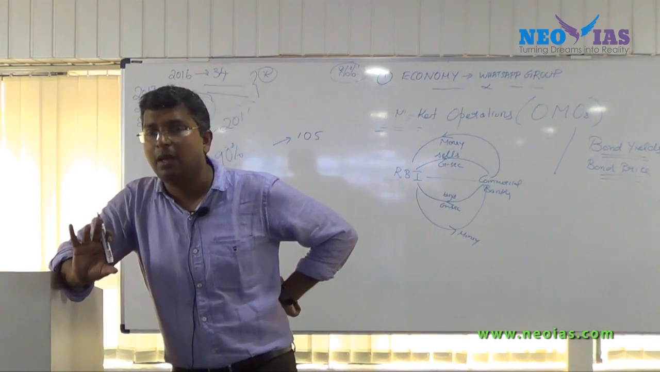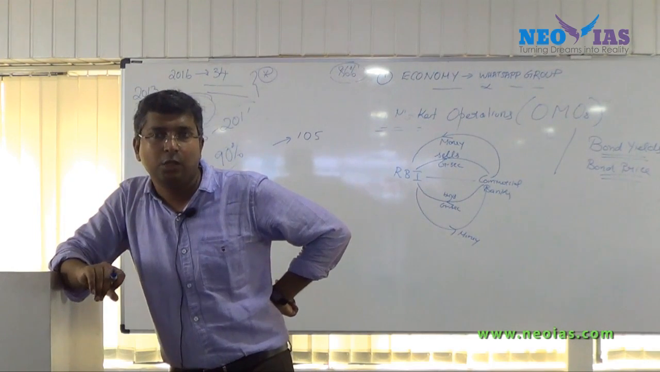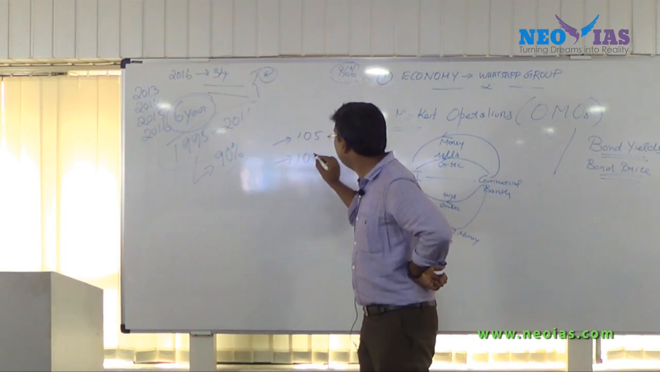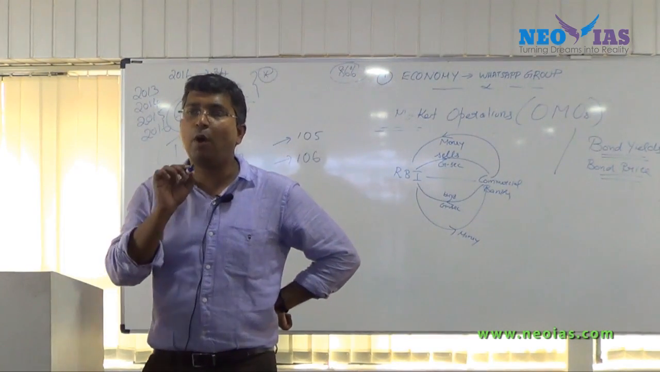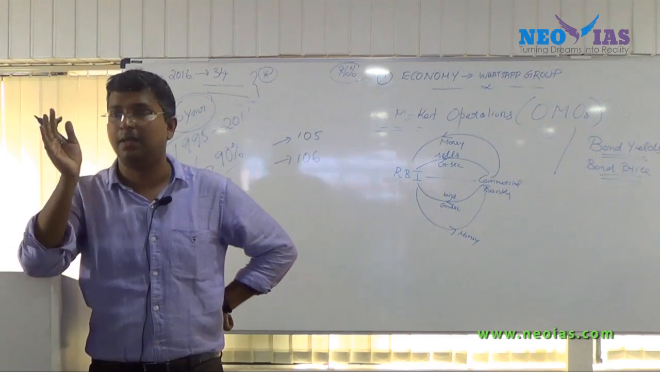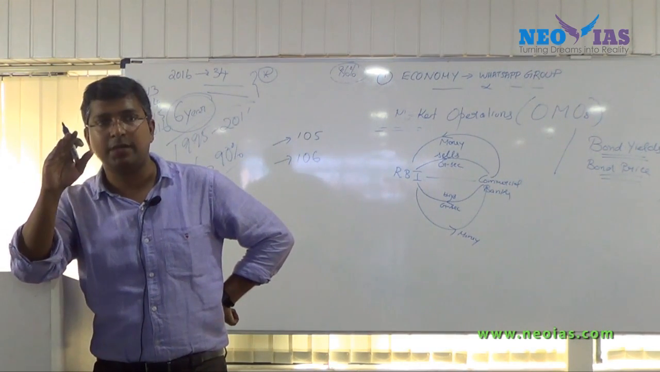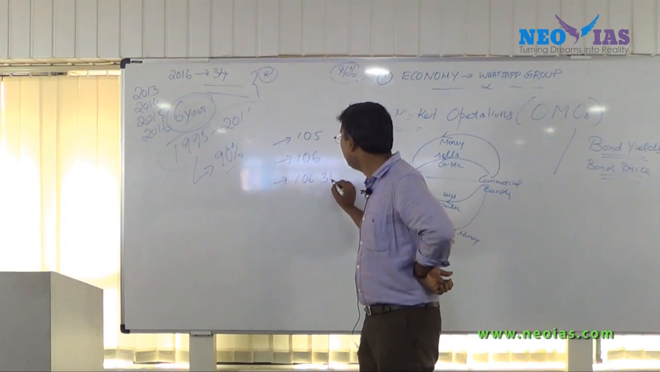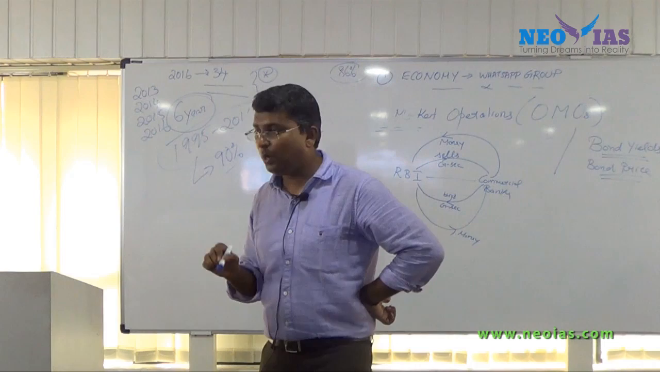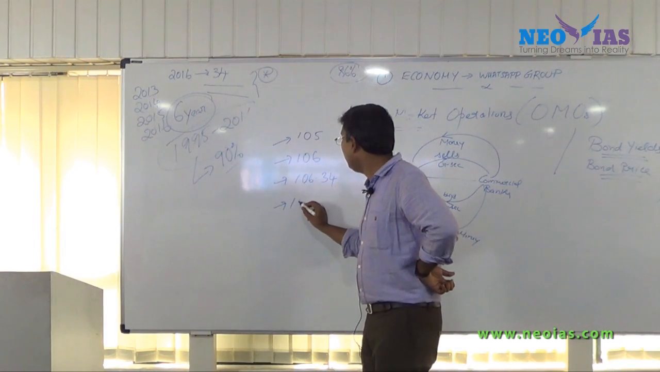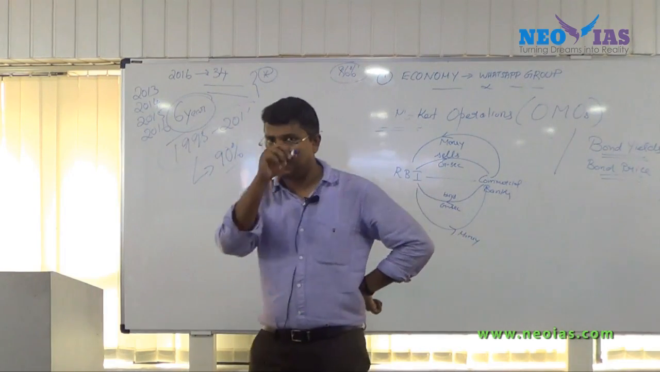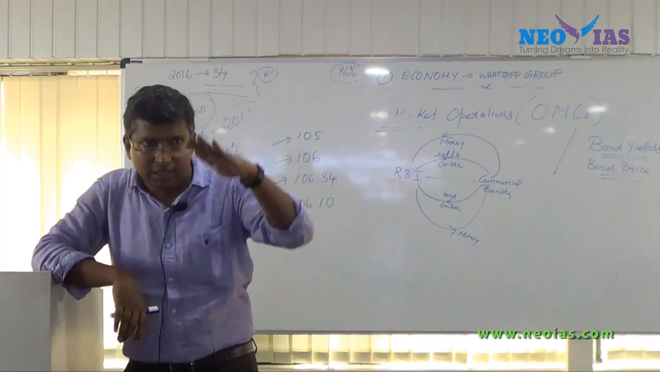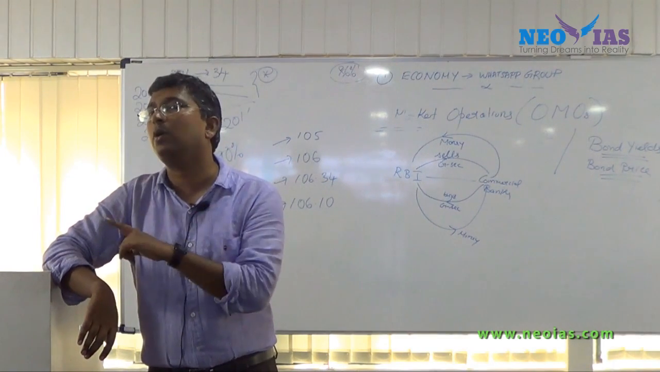If the bond price is 105, due to demand it has become 106. We call this situation a bond price increase. The bond price has increased from yesterday, from 105 to 106. Now, the next day, if it becomes 106.34, it is also an increase. Now, the next day, if it is 106.10, it is a decrease. So are you clear with it? Just have an idea, bond price can increase or decrease based on demand for the bond.